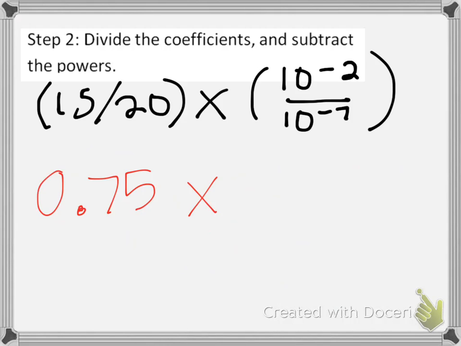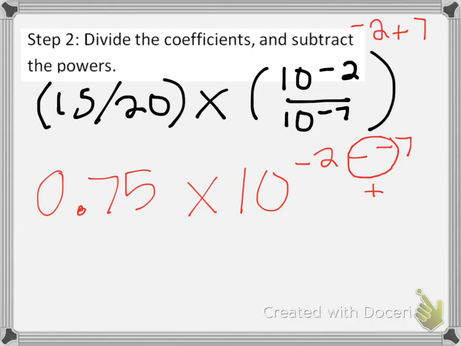Times, and now we're going to subtract the exponents. Be careful on your integer signs. 10 to the negative 2 minus a negative 7. What happens when you have two negative signs together? Well, this means the opposite of negative 7. You change it to addition. So really you're doing negative 2 plus 7. Use your number line if you need to. If not, verify with the calculator. Different signs, you need to subtract. Negative 2 plus 7, 7 minus 2 is a positive 5. So it should be 0.75 times 10 to the 5th power.